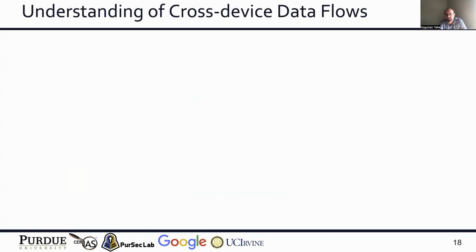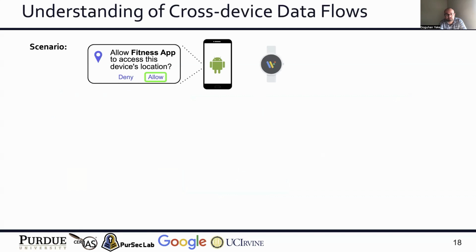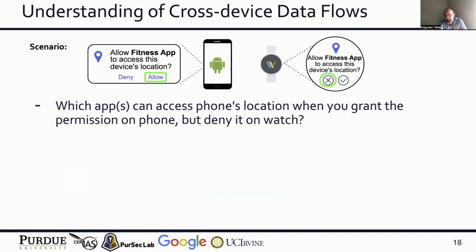The first scenario is to analyze the user's understanding of cross-device data flows. In this scenario, the user first interacts with the phone and grants the location permission on the phone. And next, the user opens the watch app and denies the location permission. At the end of this scenario, we ask the user which app can access the phone's location when you grant the permission on phone but deny it on the watch.